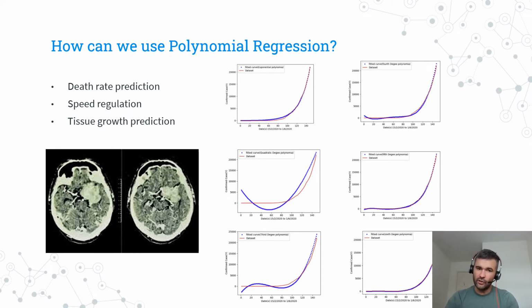However, we can also use tissue growth prediction to monitor fetal growth, and this would be applied for medical professionals to keep an eye on an organism's growth in the womb of an animal or a human. And the benefit is polynomial regression will allow us to monitor this growth from a very early stage.